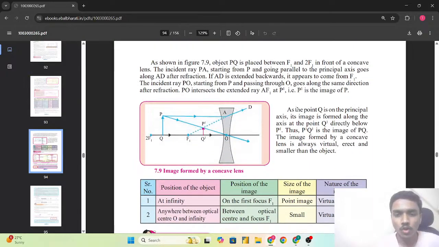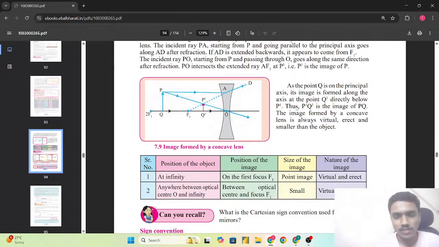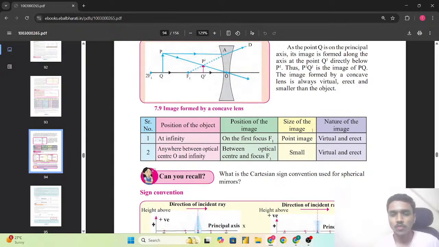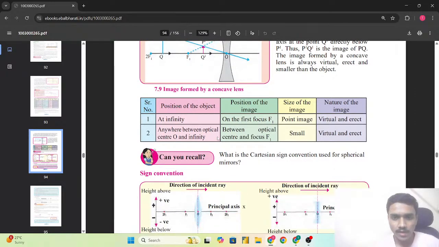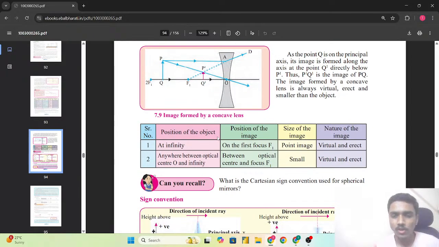But in the case of the concave lenses, that is the diverging lens, the image formation will be virtual, erect and smaller than the object. This is the difference between the image formation by the convex lens and the concave lens. So there are only two ray diagrams formed in the concave lenses as mentioned in this table. So when the object is placed at infinity, the image is formed on the first focus F1, size of the image, point image, nature of the image, virtual and erect.